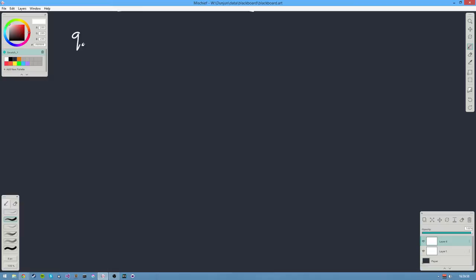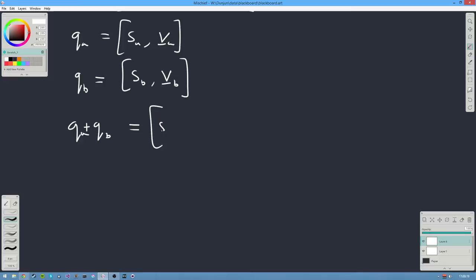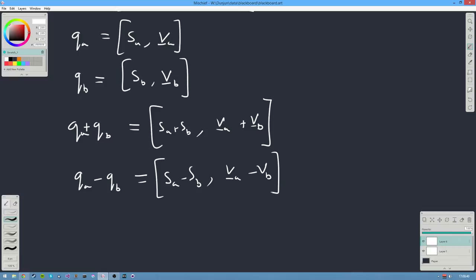So if we had QA, which we're going to say is equal to SA, VA, and QB, it's the same as SB, VB. Addition of these is as you expect: it would be SA plus SB, plus VA plus VB, like so. And subtraction would work exactly the same: SA minus SB, VA minus VB. Yeah?